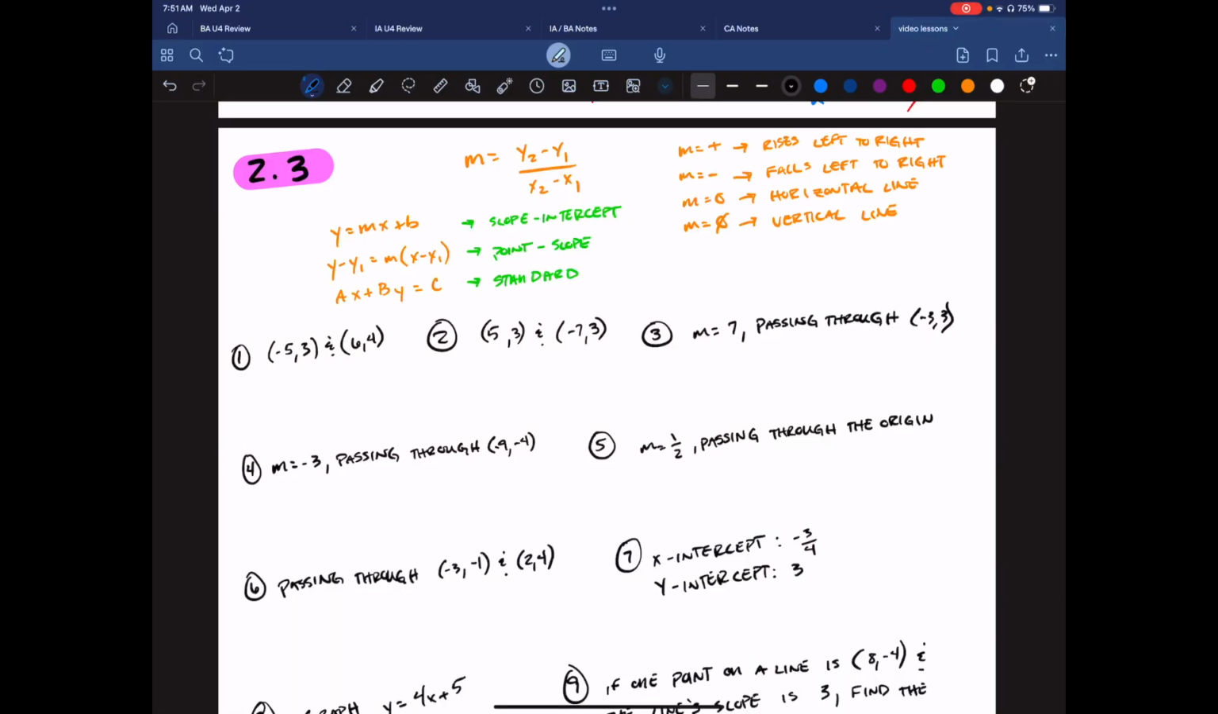Hey guys, and welcome to 2.3. In this lesson, we're going to talk about linear functions and slope. Let's get started.